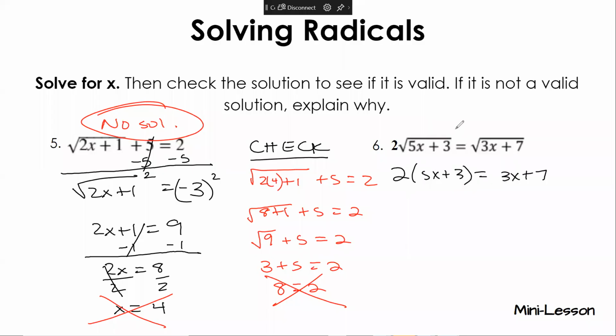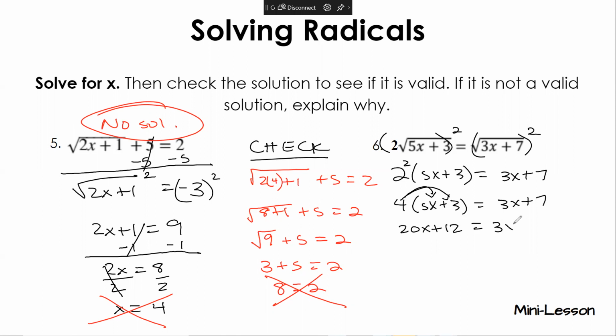Now, the only thing is, technically, when we are dropping the radical, we're technically squaring it. So if we're going to square this, we also have to square the number that's outside. So 2 squared is going to be what? 4. Okay, so again, dropping that radical is the same thing as squaring it. Okay. All right, now we're going to distribute that 4 and we'll solve. So we'll get 20x plus 12 equals 3x plus 7.